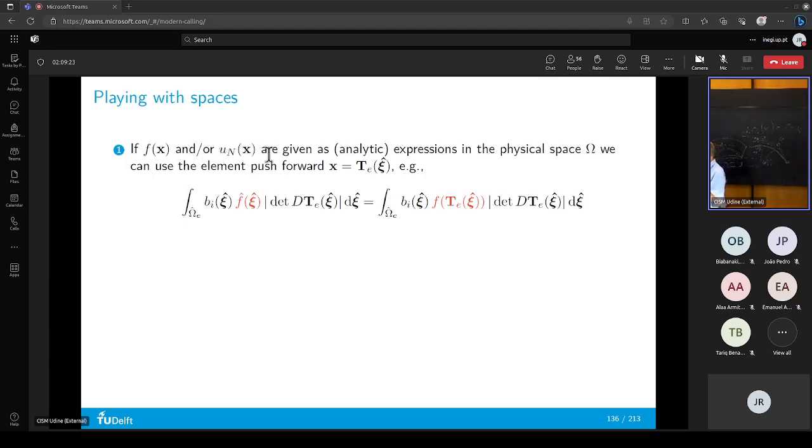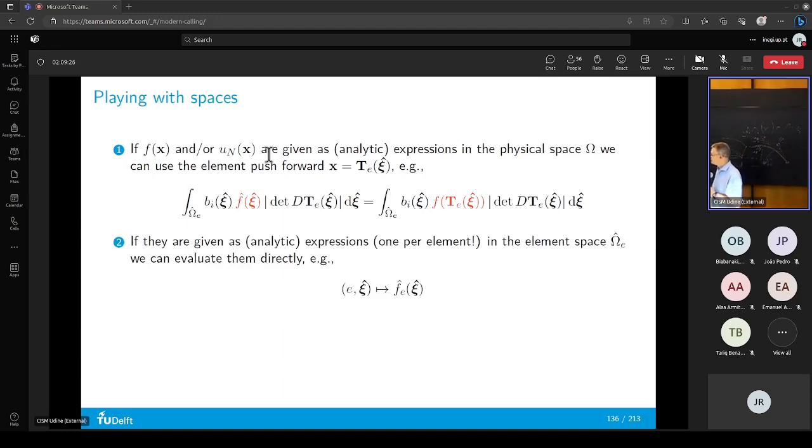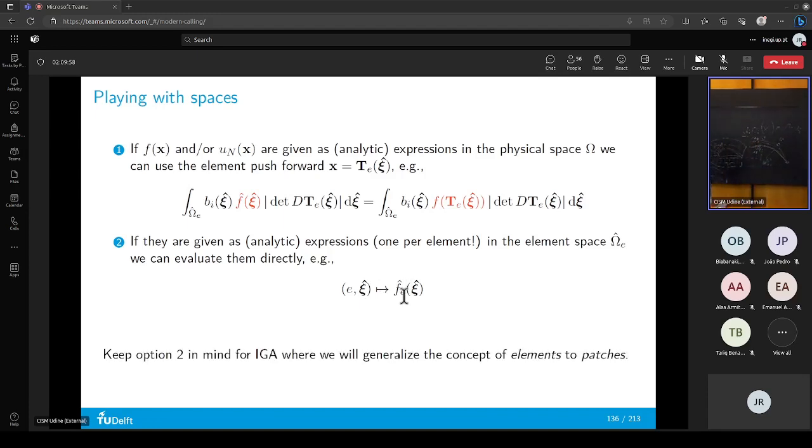Then we just have to map it back to the reference space. Or if we have some, let's say, analytic expression, but then per element, we can directly evaluate it. Yeah, so kind of give me the element number and give me, relative to that element, the parameter values I can evaluate f. I'm writing it like this because that will then generalize to the patches in IGA in just a moment.